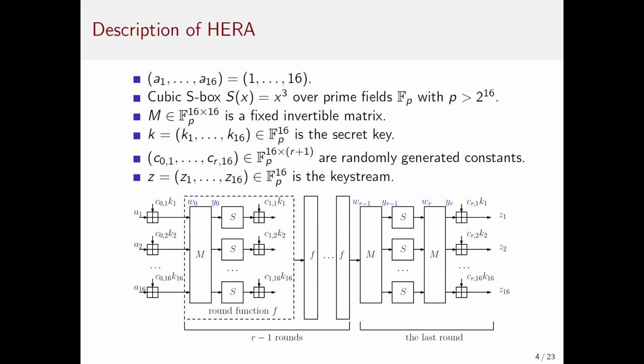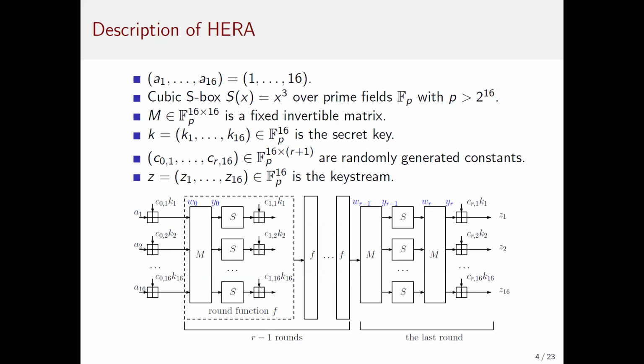So the input A1, A2 until A16 is a constant vector, and the matrix is fixed, and it's invertible. So this is indeed different from the Rasta design, because as you may know, Rasta is also an FHE-friendly cipher. The linear layer will change every time to generate the key stream words.